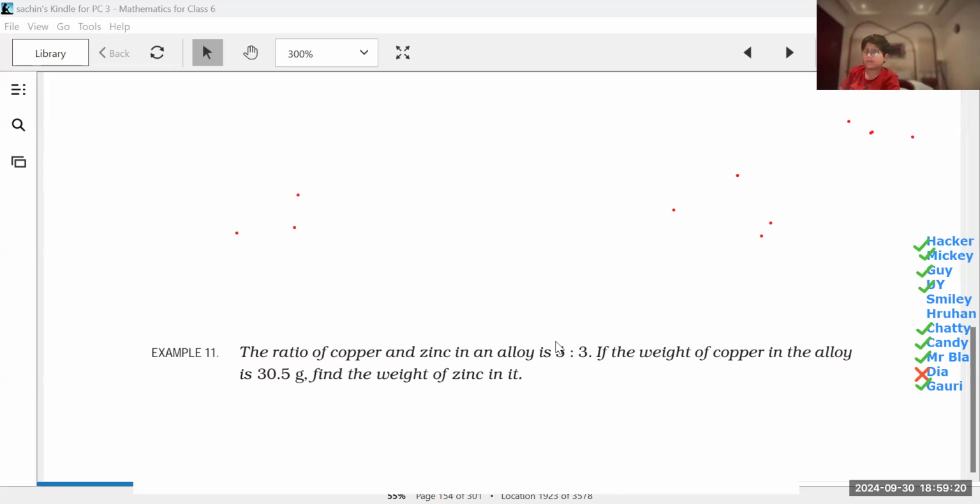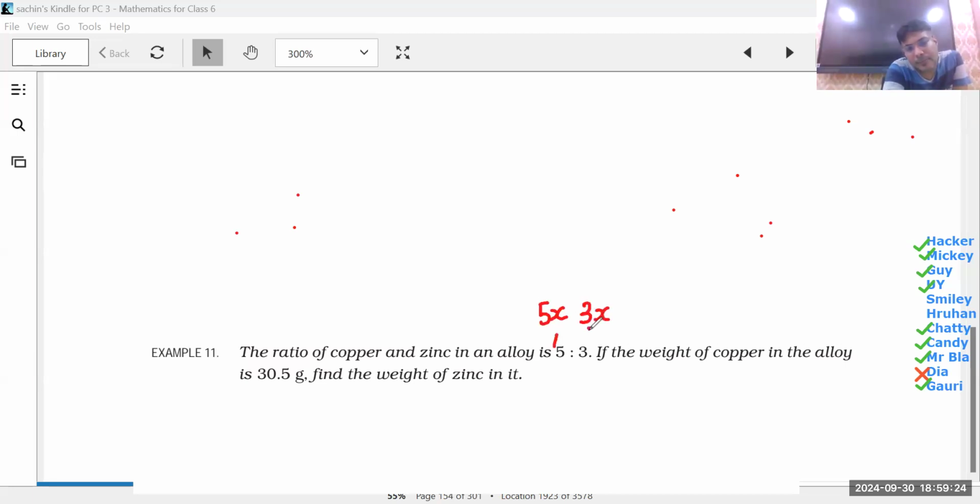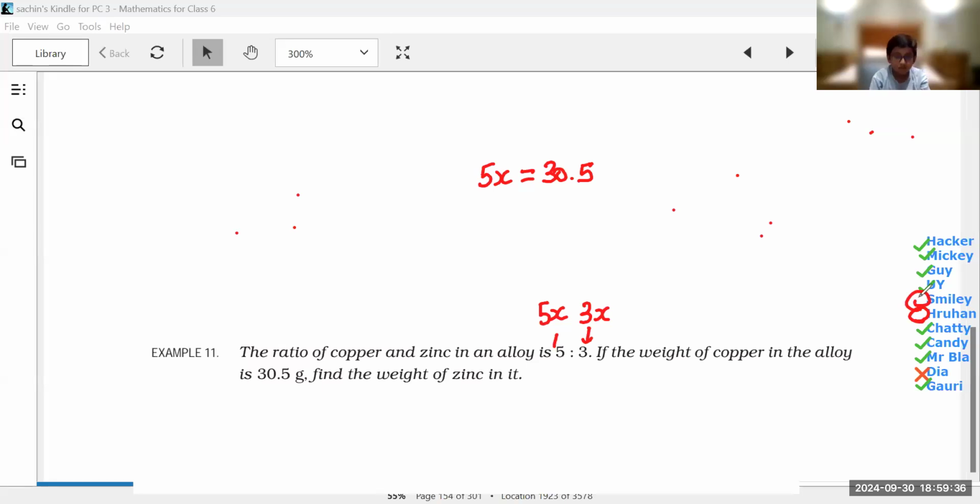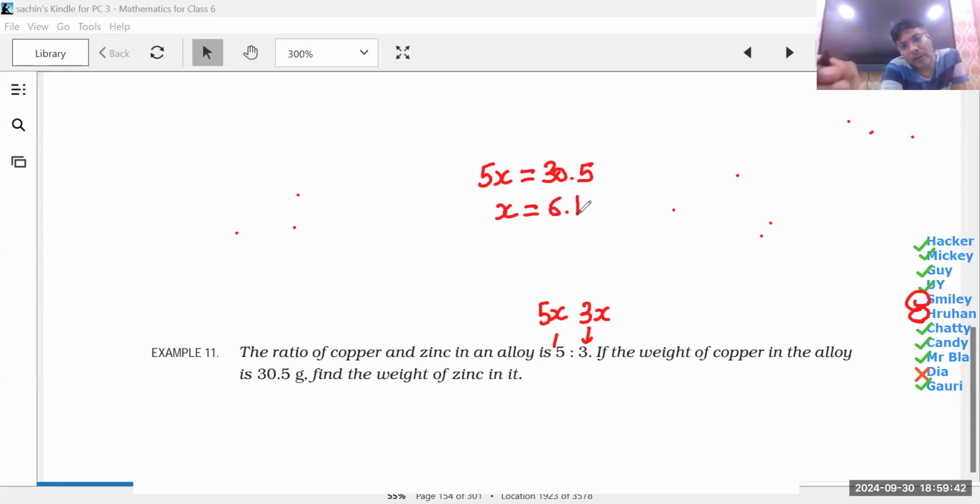This can be termed as 5x and 3x. Do you agree? Yes, sir. Now you are given the weight of copper, means you are given the weight of 5x. So 5x is equal to 30.5. Will it be clear now, Arora, Rohan and Smiley? Yes, sir. So x will be equal to 30.5 divided by 5, that is 6.1.